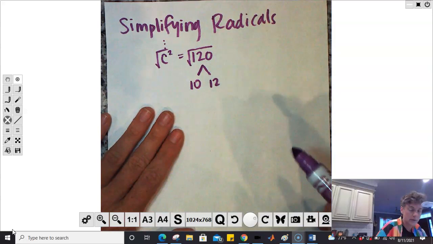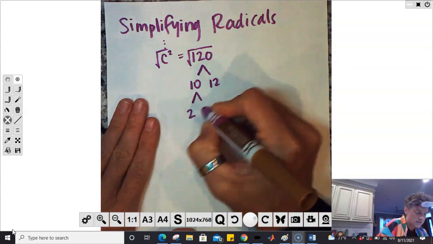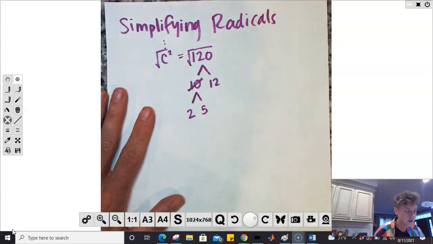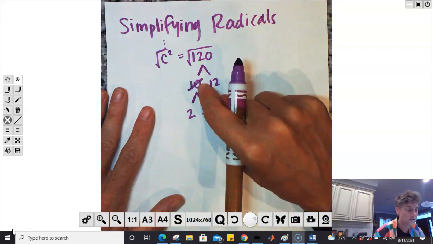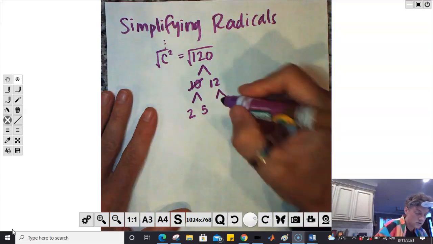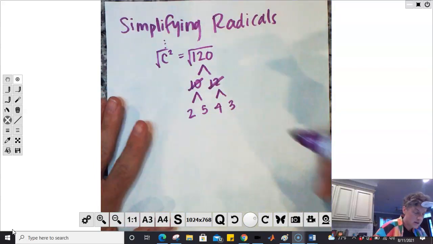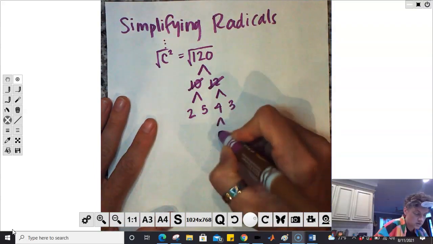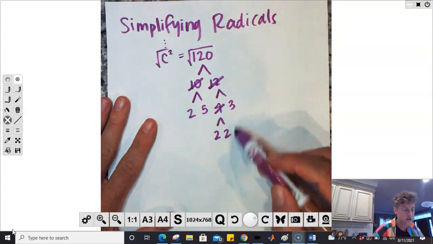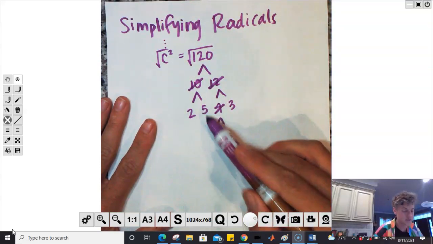Okay, great. Can we break down 10? Yes, we can. Into 2 and 5. When I have broken down a number, I like to cross it off, so I know that's not a factor I'm looking for here. And then 12 we can break down into, let's do 4 and 3. Boom. 4 we can keep going with. We got 2 and 2. Okay, so these are the prime factors of 120. We cannot break these numbers down anymore.